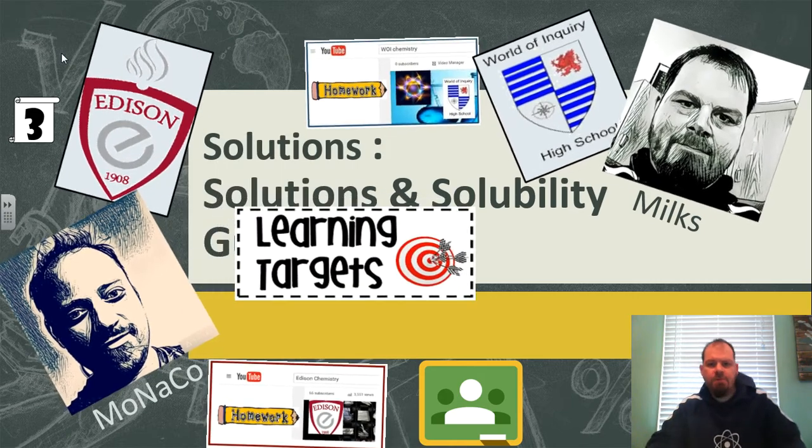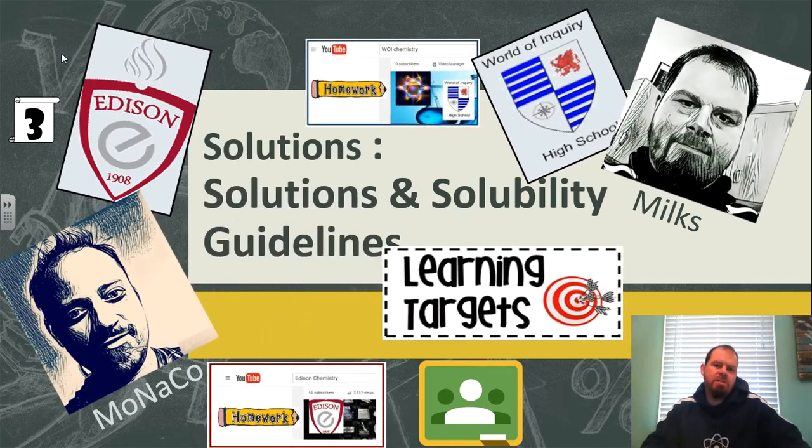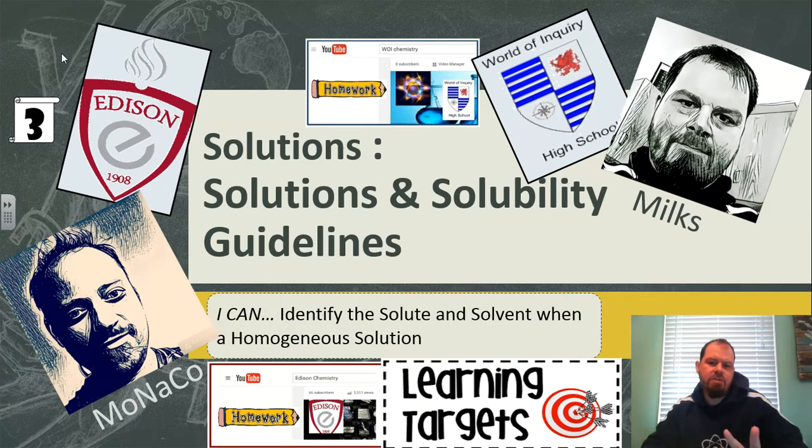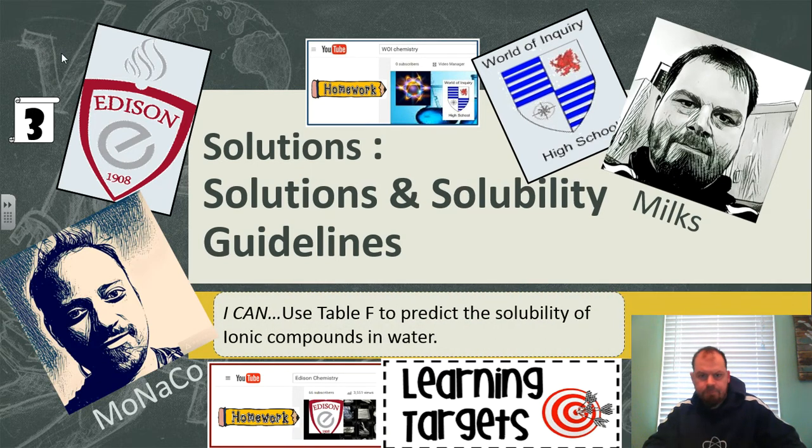Hey everybody, video number 3, solutions and solubility guidelines. There's 3 learning targets. So first, identify the solute and solvent when there's a homogeneous solution. Which is which? Apply the vocabulary. Big one for this video: use table F to predict solubility of ionic compounds in water. We are going to spend a lot of time on that one.